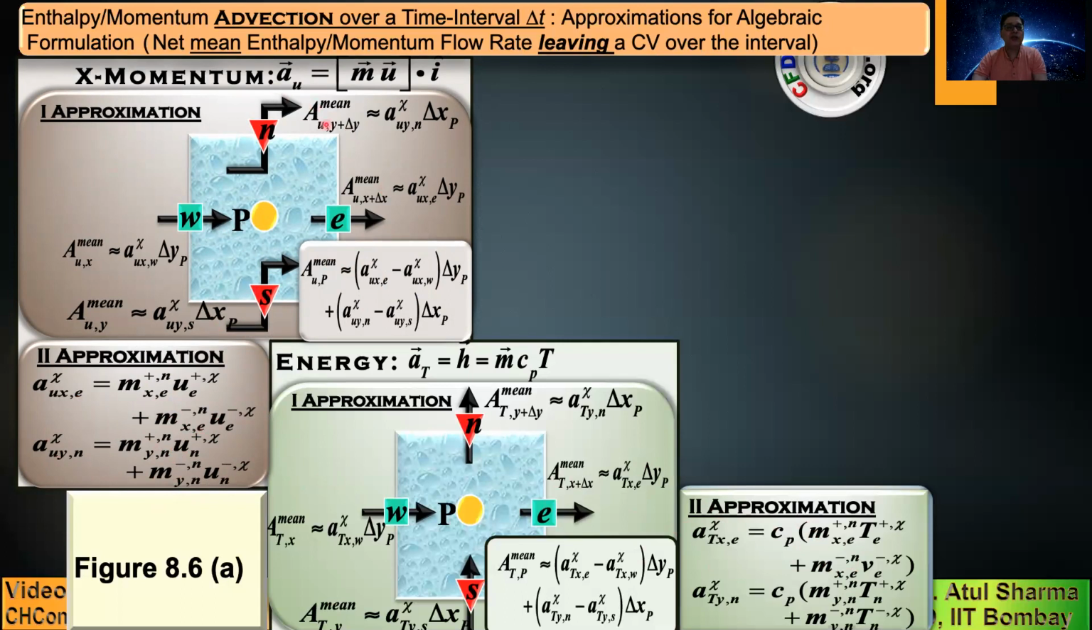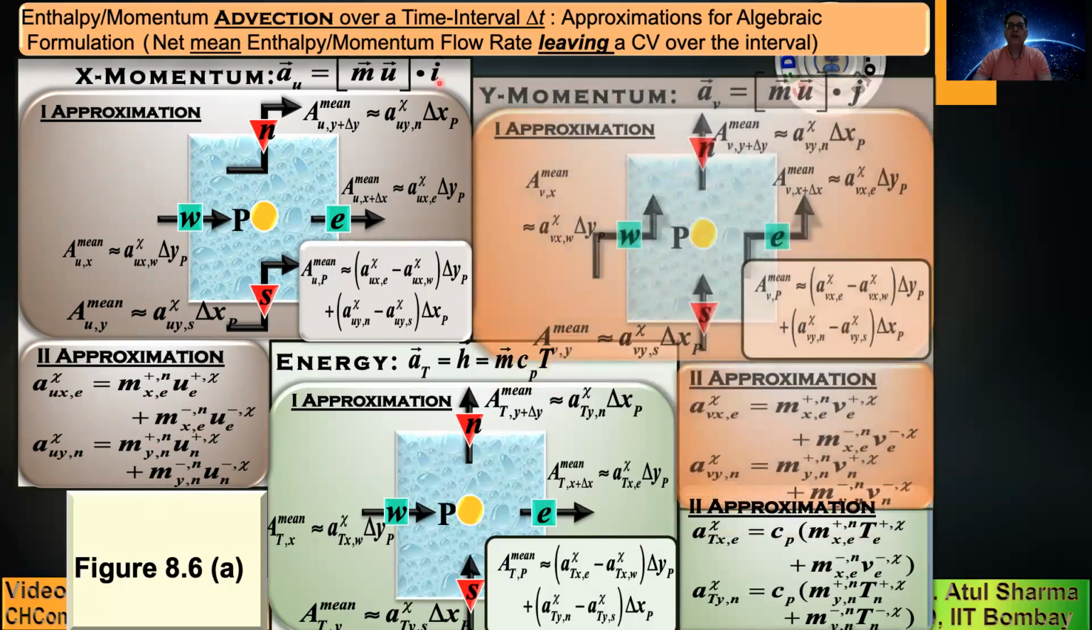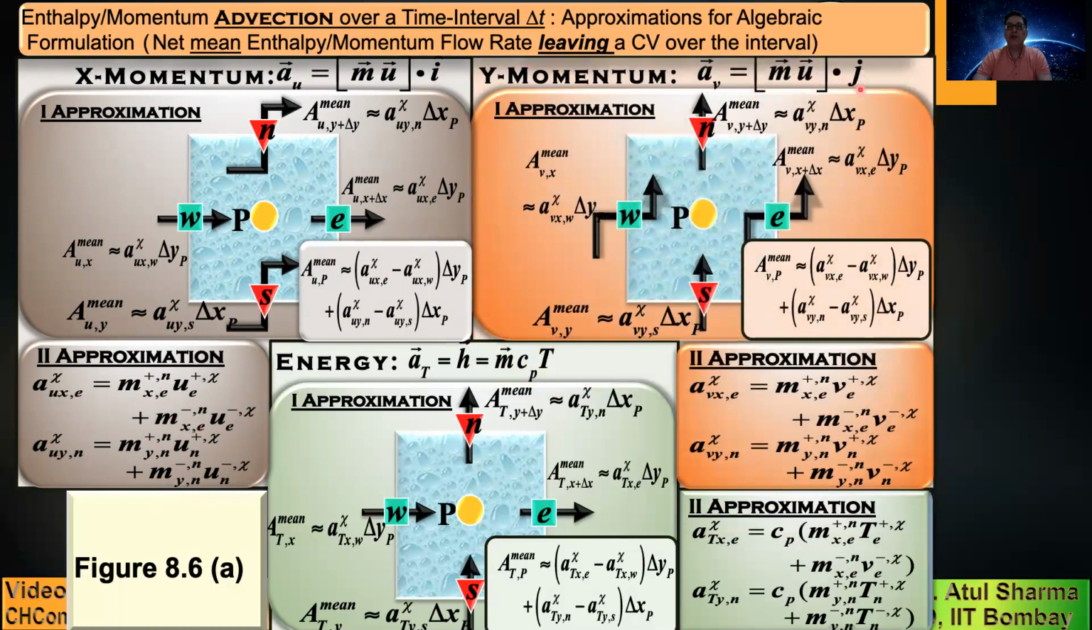Here again, this enthalpy flux is a vector, and the x momentum flux becomes a vector when you take the dot product of the second order tensor m vector u vector with i, which was presented in the previous slide. For y momentum, you take the dot product with j to get finally the flux as a vector, and this represents the y momentum flux mxv and myv. This is the advection scheme, the second approximation corresponding to the advection scheme.